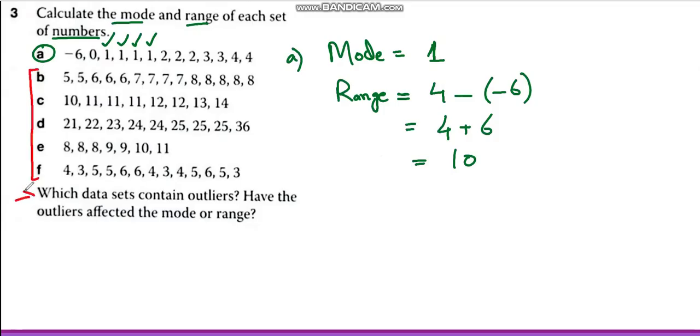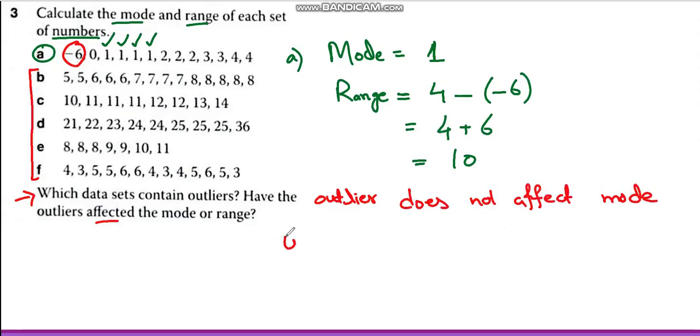Let me read this statement. It says, which data sets contain outliers? Have the outliers affected the mode or range? By the way, in A part, there is an outlier, which is -6. If we talk about mode, the outlier does not affect the mode. While if we talk about range, the outlier always increases the range.